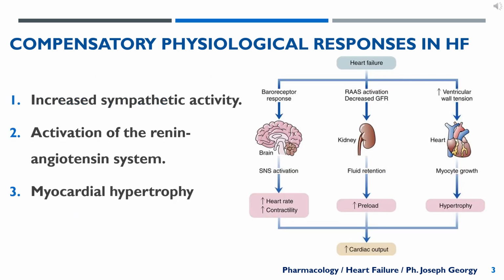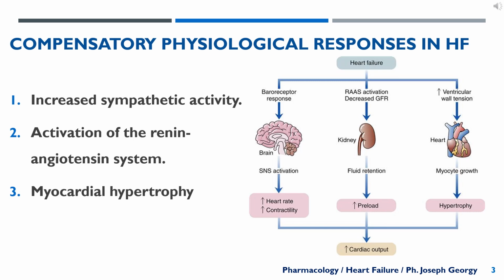As we see here, the major compensatory physiological responses in heart failure are, first of all, increased sympathetic activity. As we see here, baroreceptor response will occur as a result of the progression of heart failure, and here the brain will stimulate the SNS, or the sympathetic nervous system, and we will have increased heart rate and increased contractility.